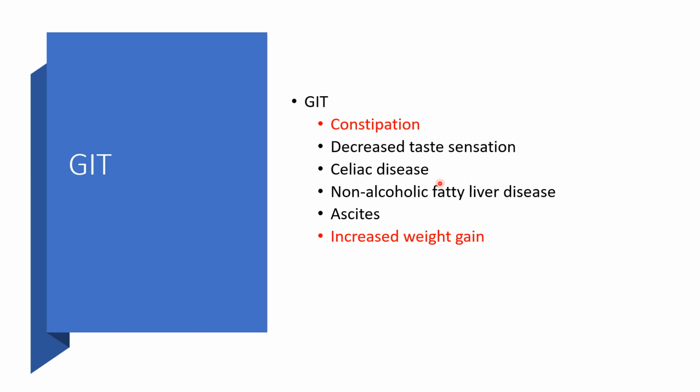Celiac disease, non-alcoholic fatty liver disease, ascites, and increased weight. How will one not gain weight? Everything is low. Activity has dropped. Tongue size is large. Edema everywhere. Ascites everywhere. High level of fat, and you are saying weight has increased. Okay, I agree. Weight increase, weight gain.